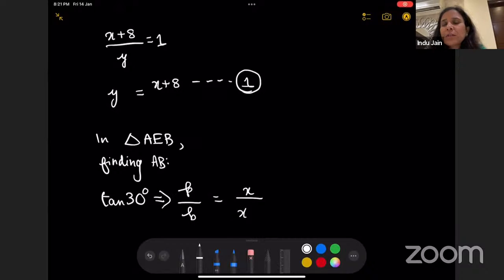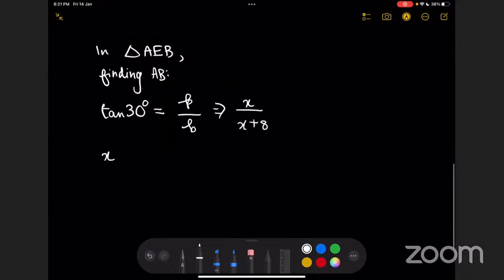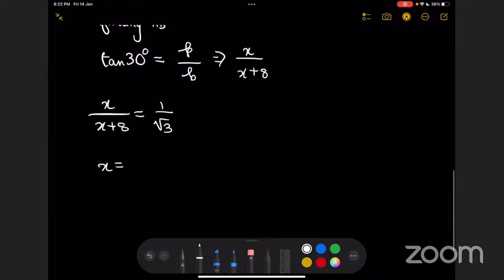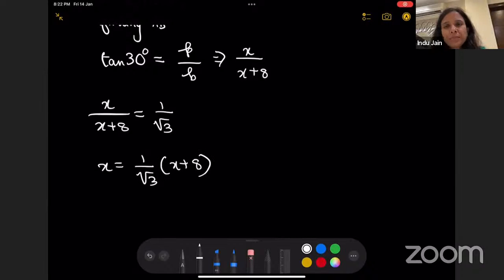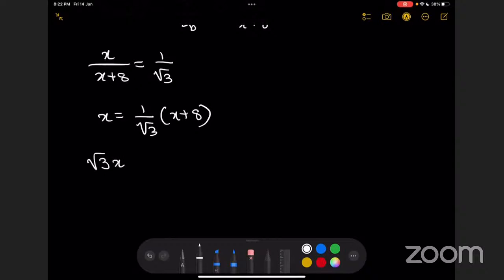No, not here. So, this is correct now. So X upon X plus 8 equals tan 30, which is 1 by root 3. Just bring this to the other side. So 1 by root 3 times X plus 8. Take the root 3 also on the other side. So root 3x equals X plus 8.